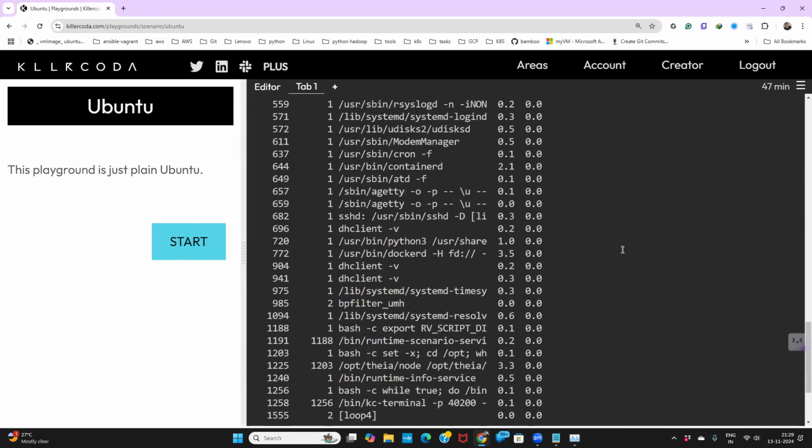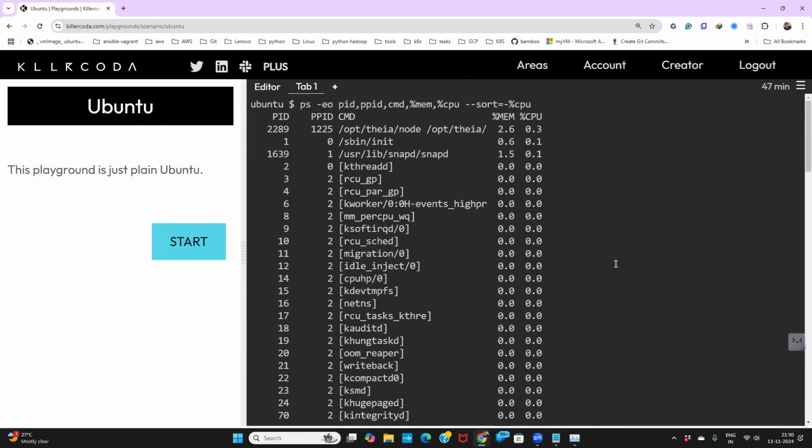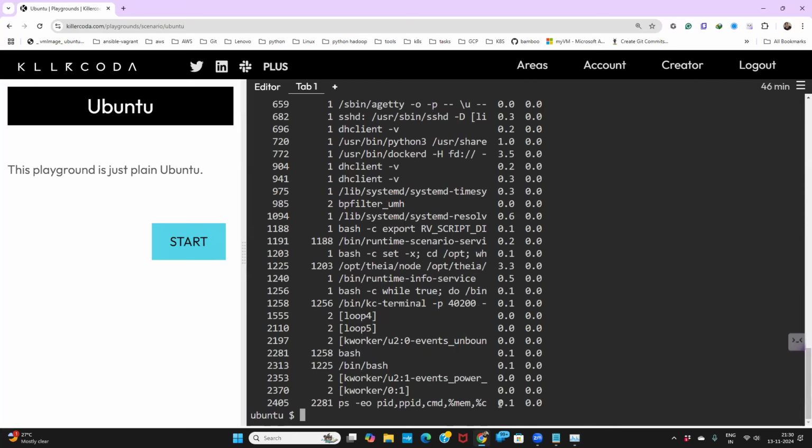Fine. But if you want to sort it further, you want to monitor and look at only CPU-related information, what I can do is --sort. Which one do you want to sort with? Sort equals percentage of CPU. I want to filter by which is consuming more CPU. So you can see higher CPU.